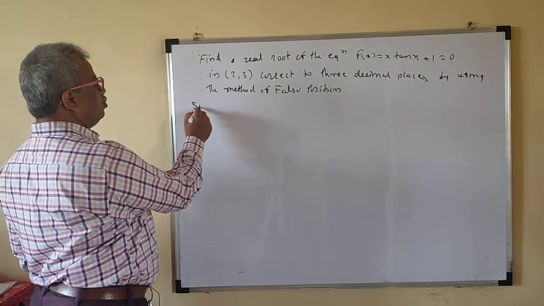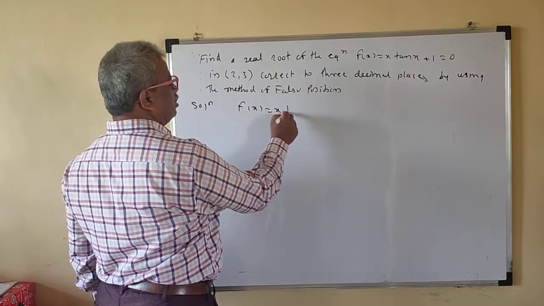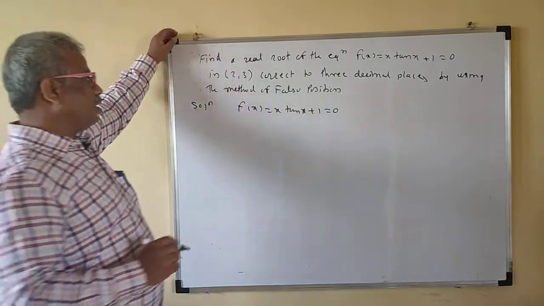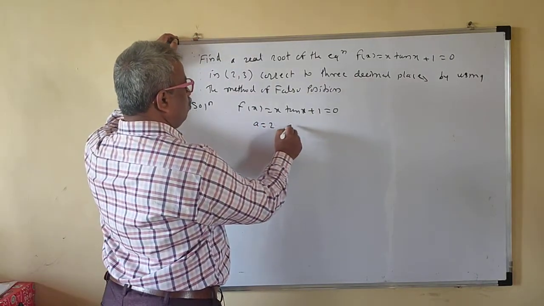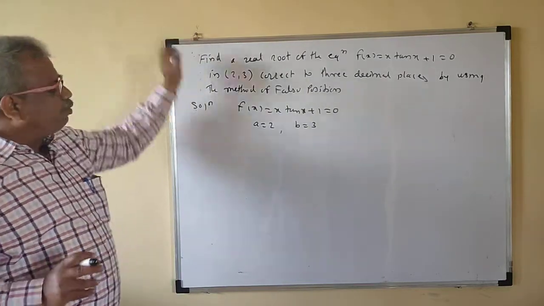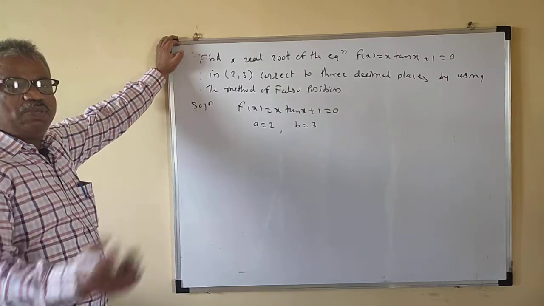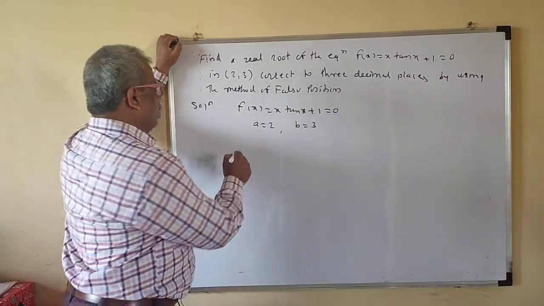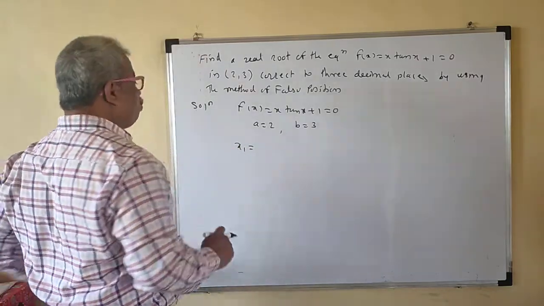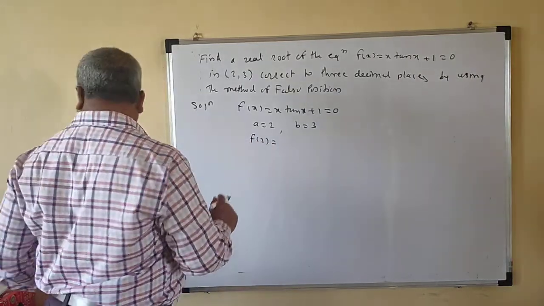Solution: f of x is equal to x tan x plus 1 is equal to 0. This is your f of x. Here a is equal to 2 and b is 3. Whatever, you can take a is equal to 3, b is equal to this, no problem. Now x1 is equal to, first you have to find the value of f of a and f of b. So f of 2 and f of 3.